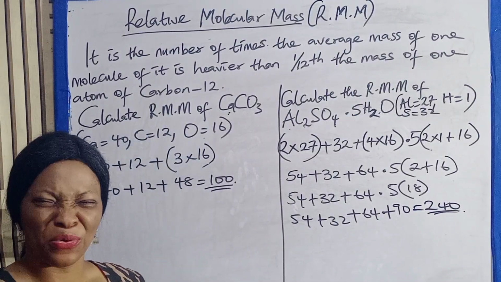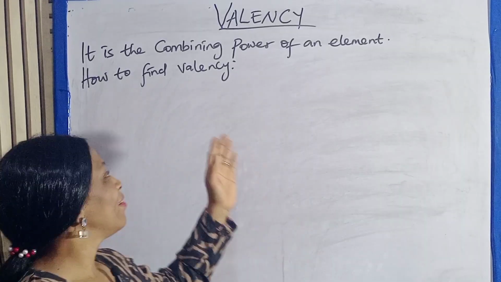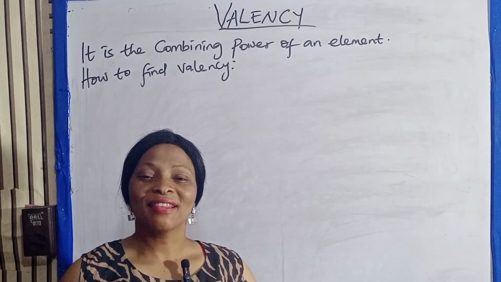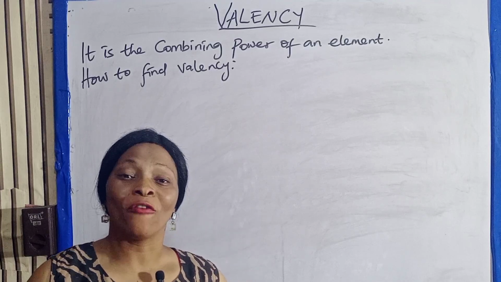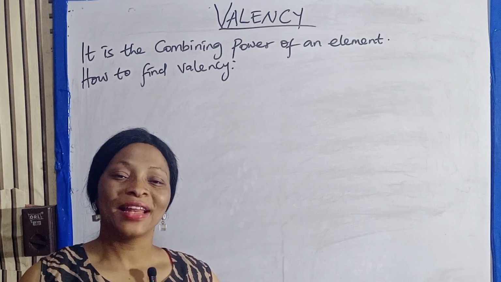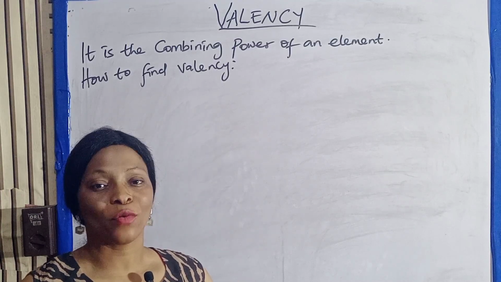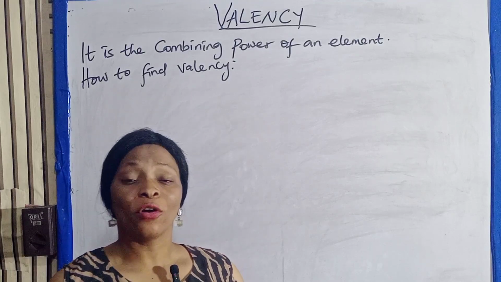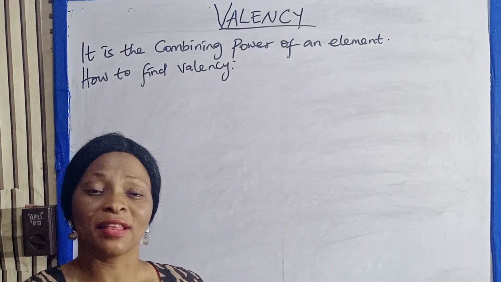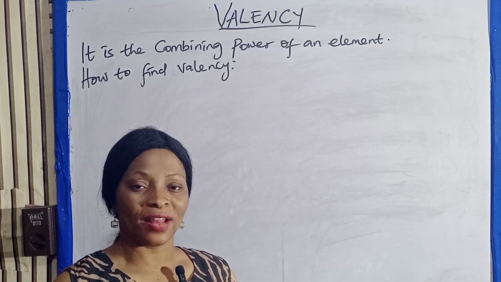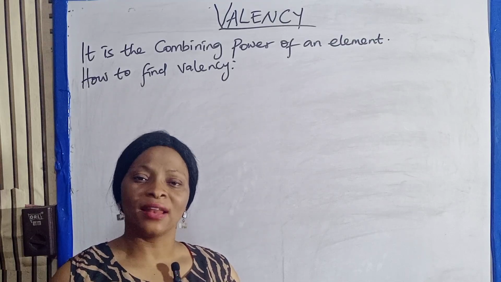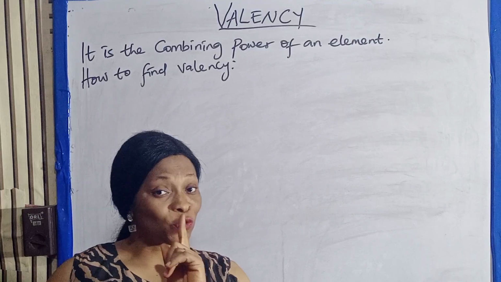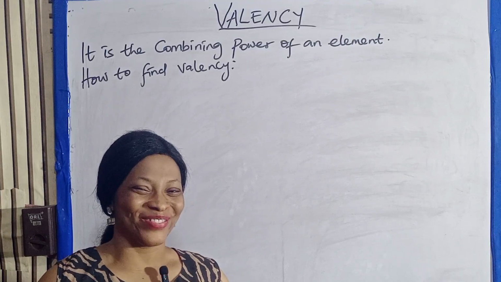Isn't this simple? Okay, so we move over to valency. What is valency? Valency is the combining power of an element. The combining power of an element is what we refer to as valency. Now, in your examination, you'll be expected to solve questions under valency. But first of all, let's find out how you discover your valency. How do you find your valency? I want to share a little secret with you.